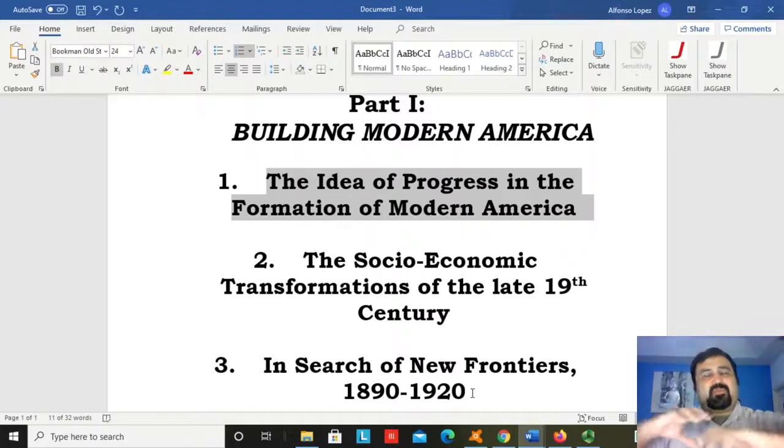So this is something that we're going to pay attention to in this part one, in order to look very deeply into this building of modern America. We're going to look at three topics. The first one that we're starting today is called the idea of progress in the formation of modern America. This is going to open up this discussion.